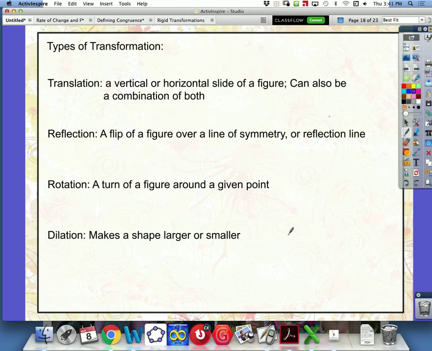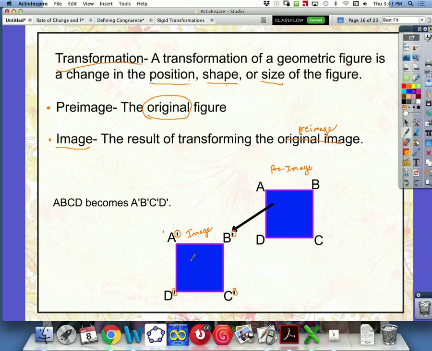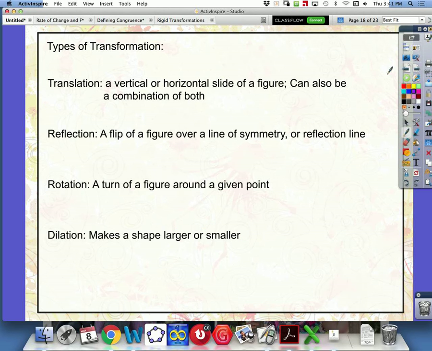So now we're ready to look at the types of transformations. There's 4 that you're going to be learning about right now. The first one is a translation. A translation is like this first square that I did. It stays in the same direction, but it just slides. And normally they're going to describe it as a vertical slide. And remember, vertical means up or down, or a horizontal slide, which means left or right. It can also be a combination of both, meaning it's slid vertically and horizontally.